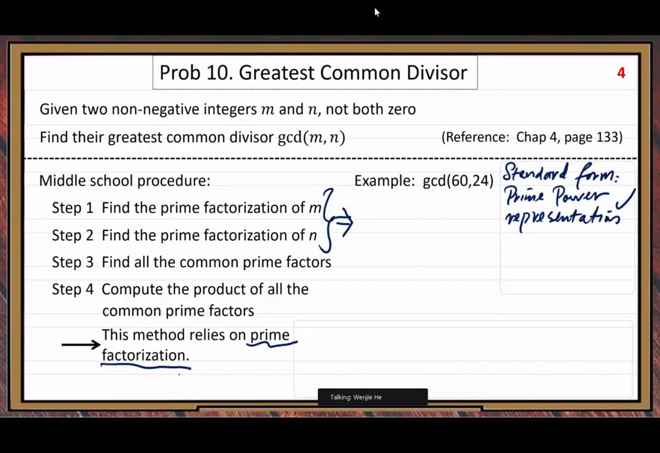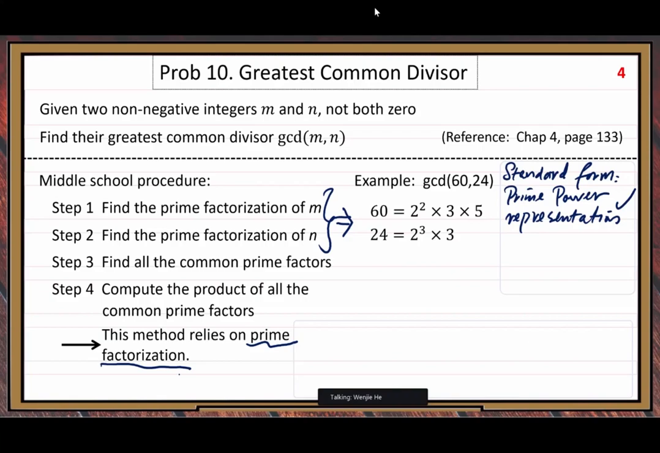Let me use a simple example to show this basic process. Find the GCD of 60 and 24. For 60, let's apply the trial division algorithm, so we get a standard prime factorization form like this: 2 squared times 3 times 5. For 24, the prime power form is 2 cubed times 3.